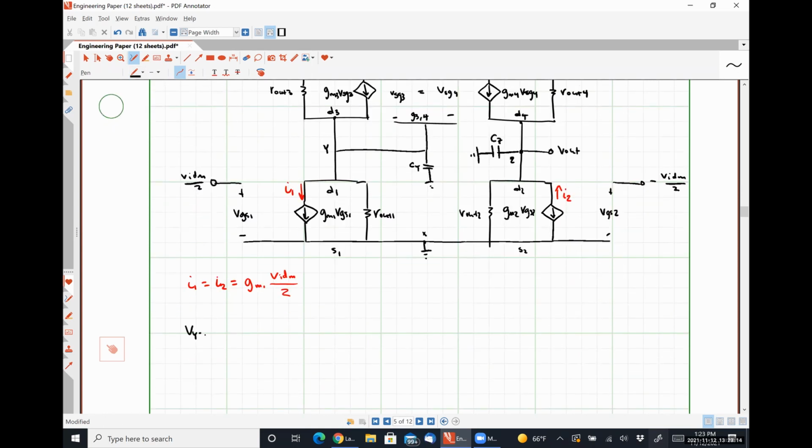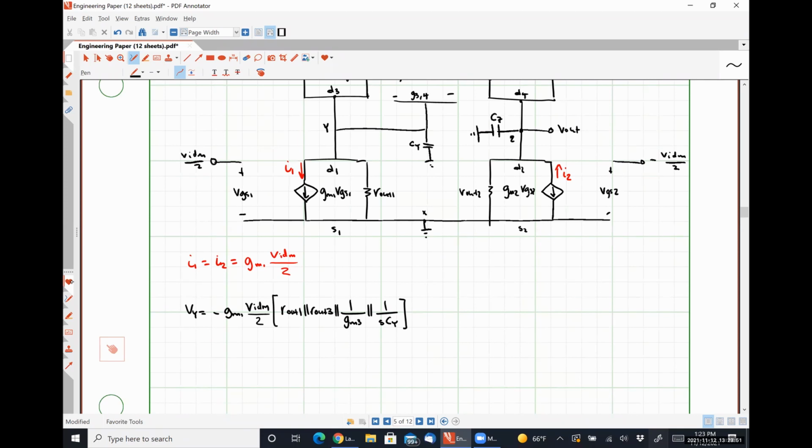Vy in this case is going to look like negative GM1 VIDM over 2 multiplied by R out 1 in parallel with R out 3 in parallel with 1 over GM3 in parallel with 1 over SCY. Everybody okay with that?